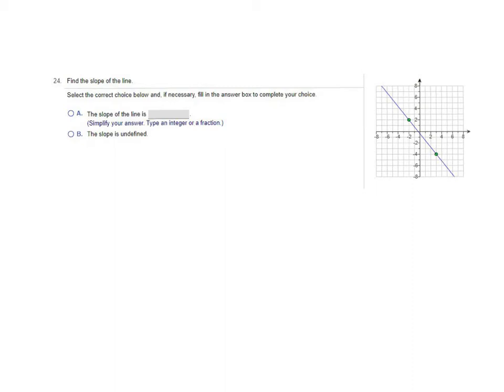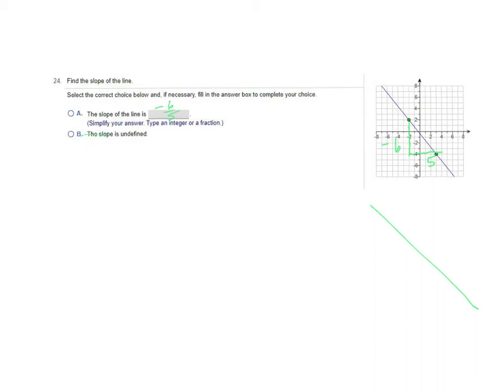All right, so the next one, 24, says find the slope of the line. If we look immediately, it's going downhill. I know it's going to be negative. And then if I count from the point that was given here, 1, 2, 3, 4, 5, 6, that is down 6, which is a negative 6 move, and to the right 1, 2, 3, 4, 5, which is a positive 5. So my slope is going to be a negative 6/5.